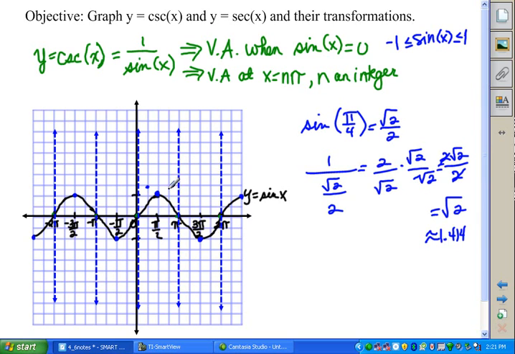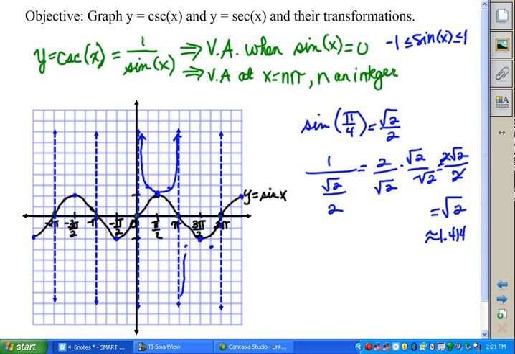At 3 pi over 4, you're going to have the same value. At 5 pi over 4, we're at negative 1.414 because our sine is negative square root of 2 over 2. And the same thing happens at 7 pi over 4. And if you follow along and take the reciprocal of all of those sine values, you're going to get a piece of the graph that looks like this.